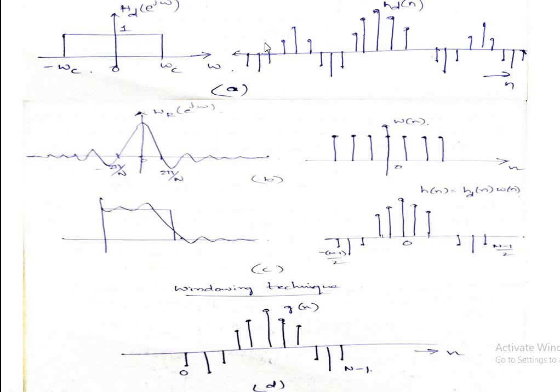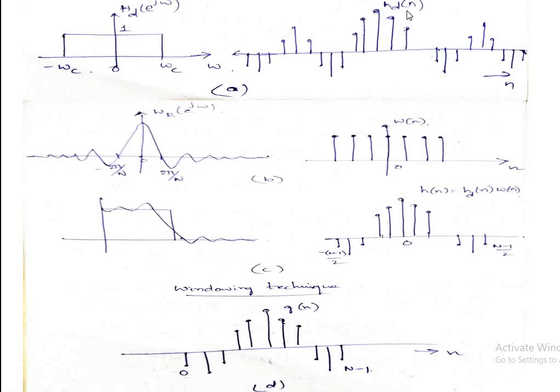Let us consider a desired impulse response that we obtained by applying the inverse Fourier series coefficients on the given HD of e power j omega. Let us consider this is what we have obtained, HD of n. But this HD of n generally has values all over n from minus infinity to plus infinity. In the Fourier series method, we abruptly truncated so that we get our h of n. But in the windowing method, we multiply with a windowing sequence, something like this, which has its values located over a finite number of n values.